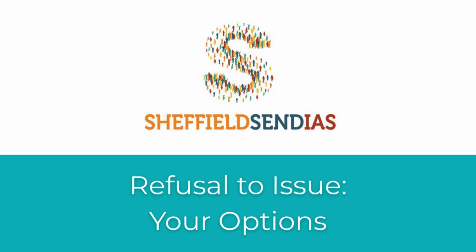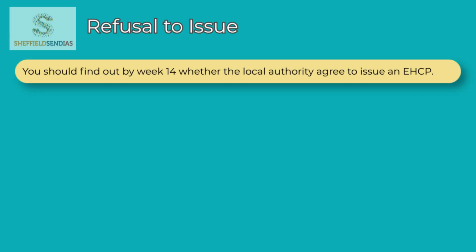This video will look at your options where the local authority have refused to issue an education, health and care plan following a needs assessment. If the local authority has undertaken a needs assessment, by week 14 they will make a decision on whether or not to issue an EHCP.